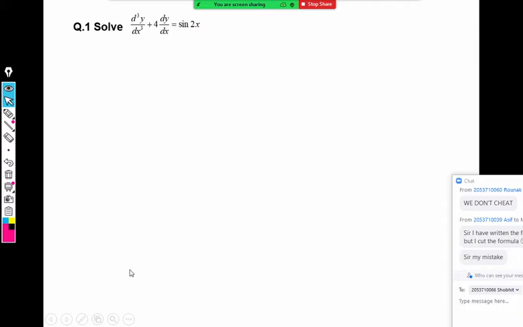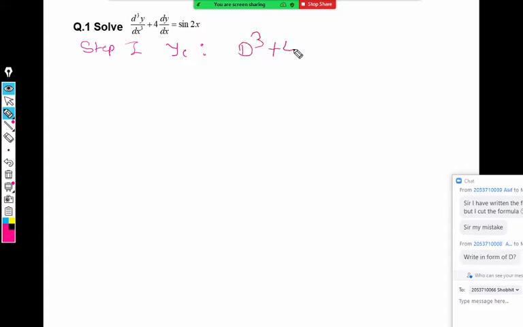So question number 1 is here on the screen. Step number 1, I want YC at least from you. Step 1: d cube plus 4d is equal to 0. First of all, it is d cube plus 4d equal to 0. So what are the roots?